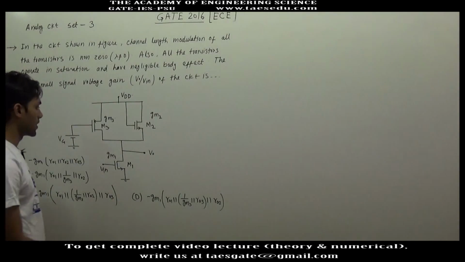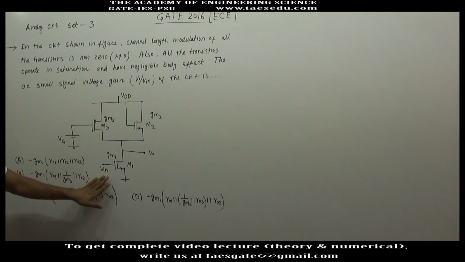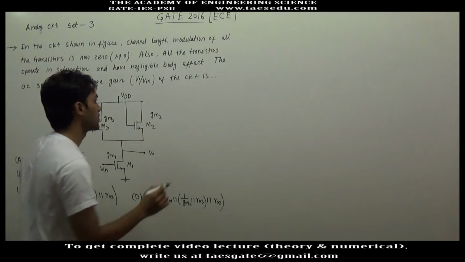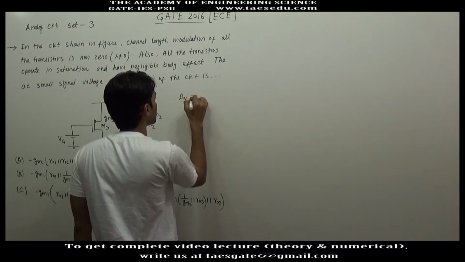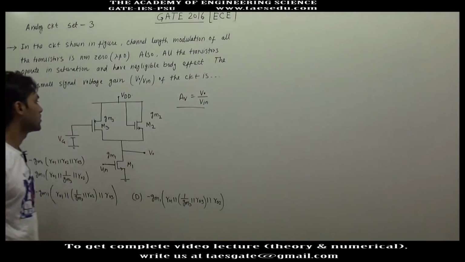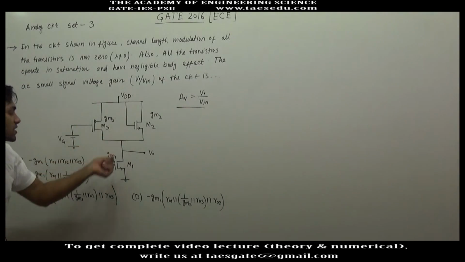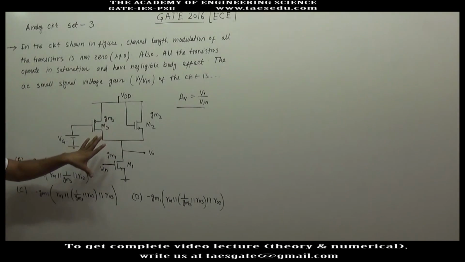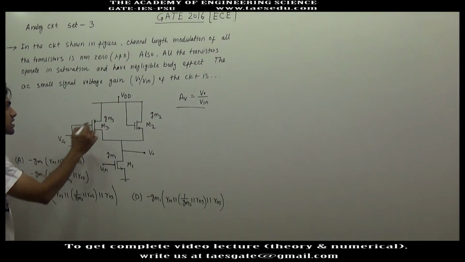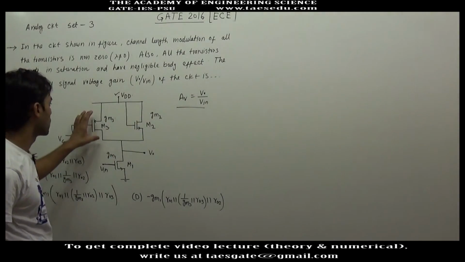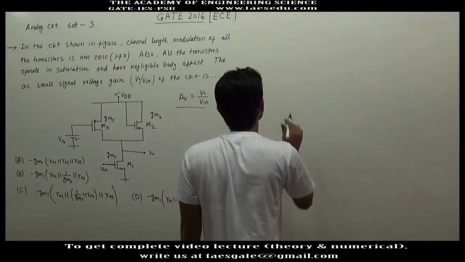In the circuit we have to find out the small signal AC voltage gain, V0 divided by V input. So to find out the gain, let us first draw the AC equivalent circuit of each transistor. In the AC equivalent circuit of this amplifier, all the DC voltage sources are short circuited.